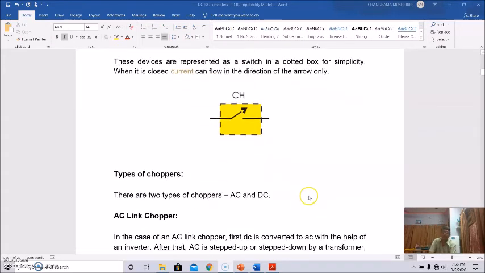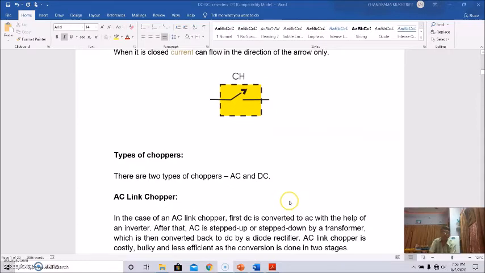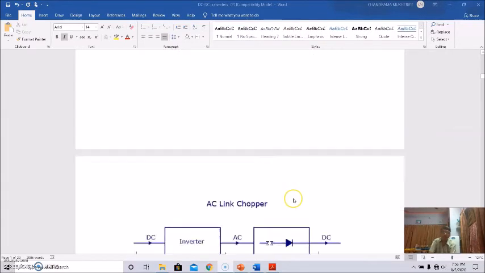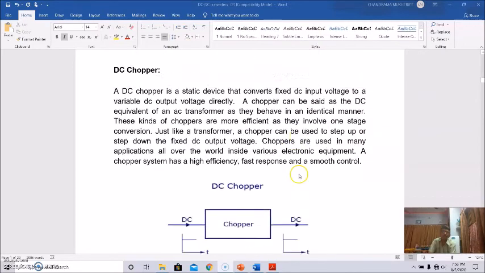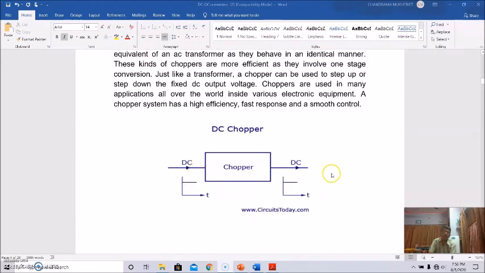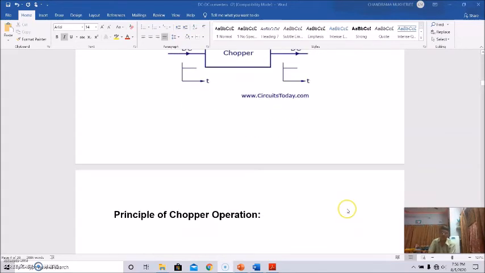In a broad sense, choppers are of two kinds: AC link choppers or DC choppers. This is the AC link chopper. Basically, between input DC and output DC, AC is linked. DC is first inverted into AC, and then it is stepped up to a higher value. Okay, so this is the AC link chopper, and this is the DC chopper, basically from DC to DC. We have discussed mostly this DC chopper.